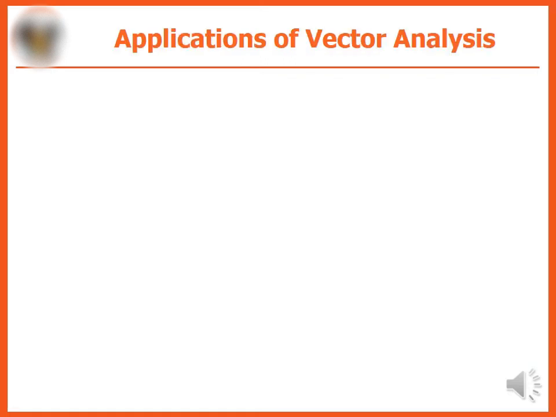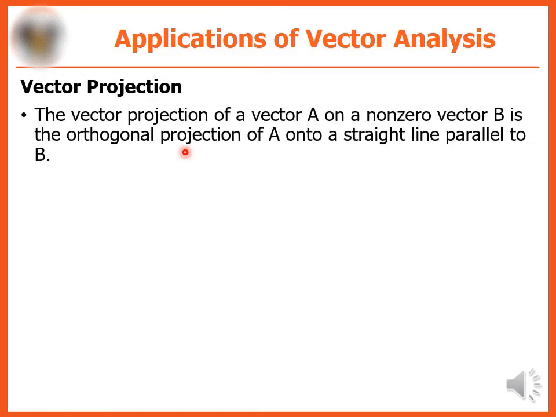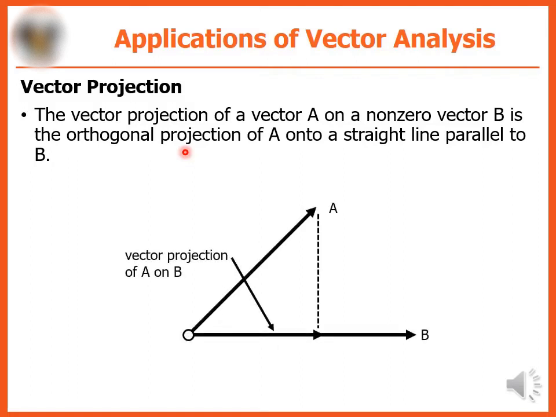Next, we proceed to the applications of vector analysis. First, we have vector projection. The vector projection of vector A on a non-zero vector B is the orthogonal projection of A onto a straight line that is parallel to vector B. So we have your vector A in here, and then your vector B. This is the vector projection of A on B.